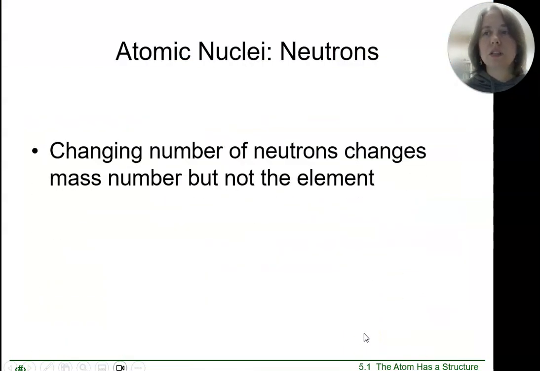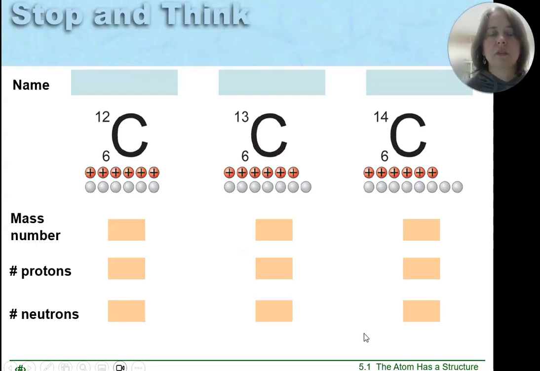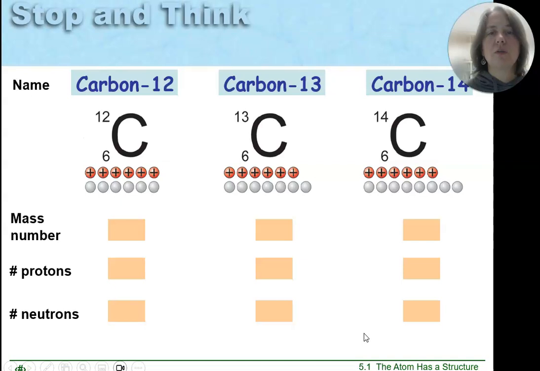All right, so let's talk about that nucleus. If I change the number of neutrons, that changes the mass number, but it does not change the element. You can have the same element with different numbers of neutrons, and those are called isotopes of each other. If you want to make this diagram, you can, but you don't have to. You could just quiz yourself. So this would be carbon 12, carbon 13, and carbon 14. What is the mass number of this one, and this one?